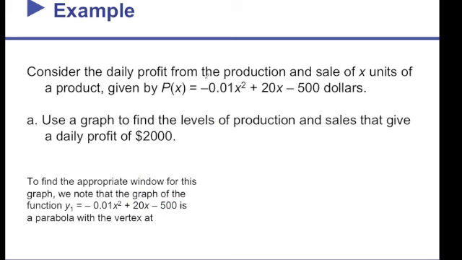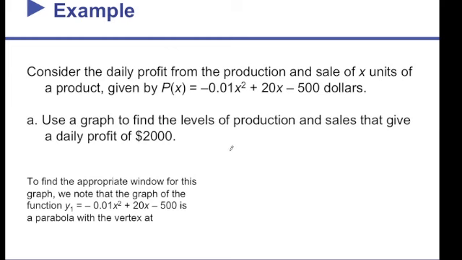Consider the daily profit from production sales of x units of a product is given by P of x equals negative 0.01 x squared plus 20x minus $500. Use a graph to find the levels of production and sales that give a daily profit of $2,000. First, we need to find an appropriate window for this graph. We'll note that the graph of the function is a parabola with a vertex at. That's what we're going to have to find.